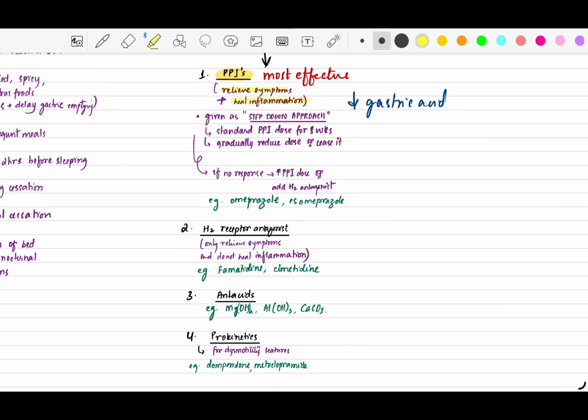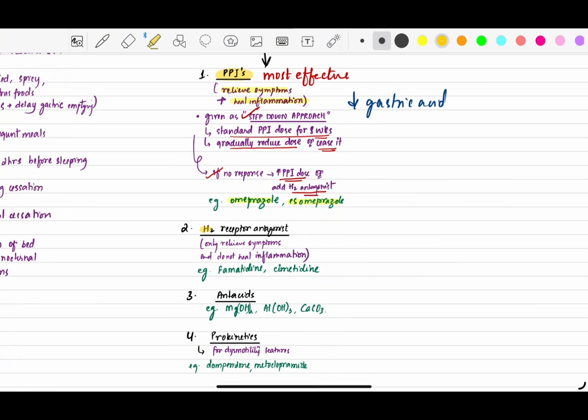It is usually given as a step-down approach, which means that we give a standard PPI dose for 8 weeks and then we gradually reduce the dose or we cease it. If no response occurs in patients, then we either increase the proton pump inhibitor dose or we add an H2 receptor antagonist. The examples of such drugs include omeprazole and esomeprazole.